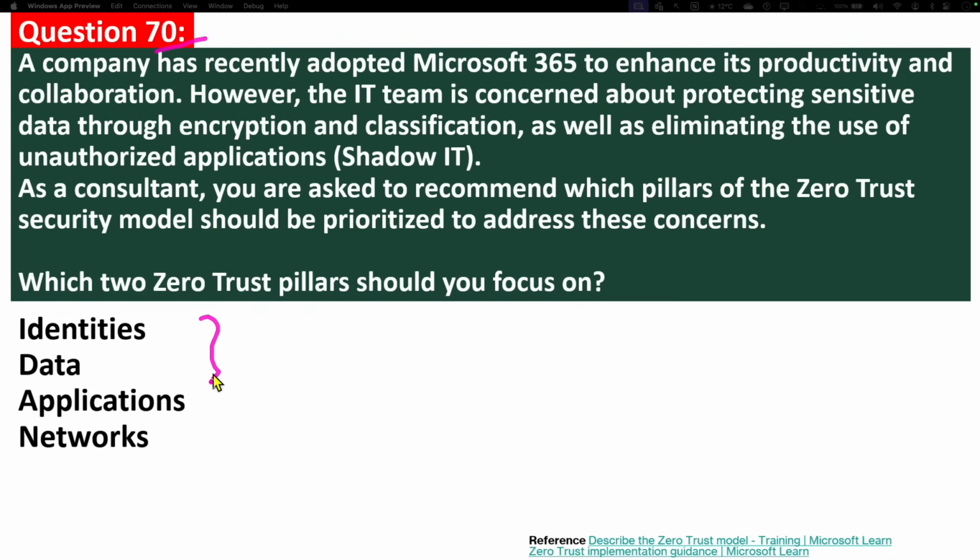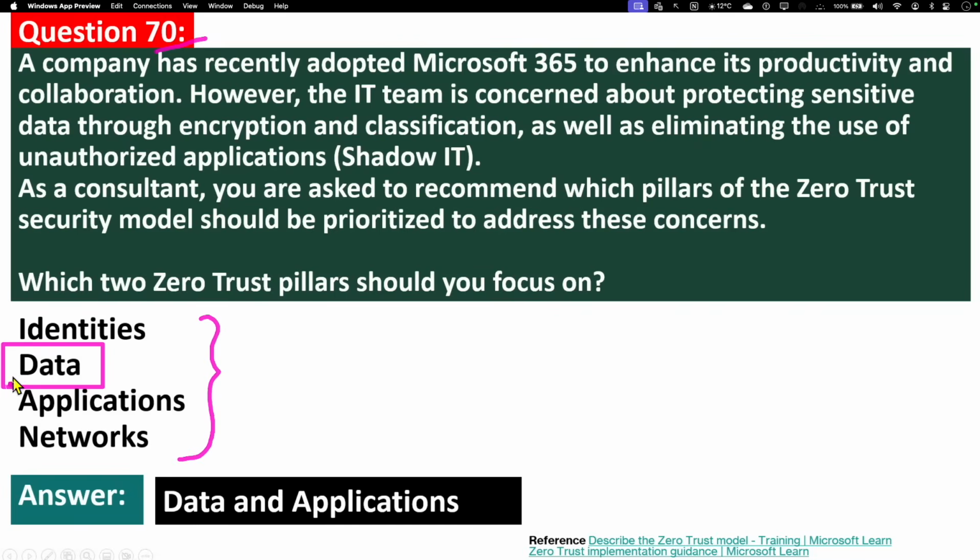We need to select two answers from the available options to get the full mark for this question. The correct answers are data and applications. In the data pillar, security is focused on resolving the concerned shadow IT by ensuring that all applications in the organization are centrally managed. In the application layer, security is focused on resolving the concern of shadow IT by ensuring that all applications in the organization are centrally managed.